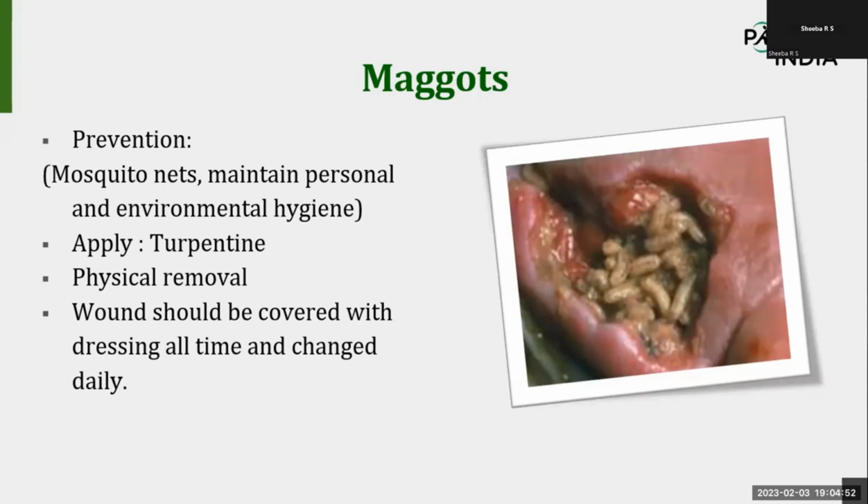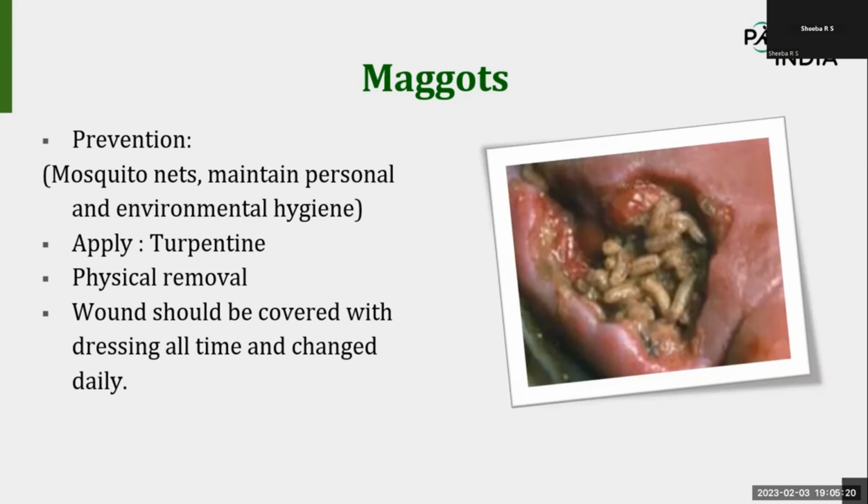And if they have developed maggots, you can think about turpentine. Turpentine is the best oil to remove maggots. What you can do is take turpentine with a gauze piece and soak well, and keep it close to the wound, so that the maggots will come out. Then you can take them out with the help of artery forceps. Physical removal is the only way to remove the maggots.